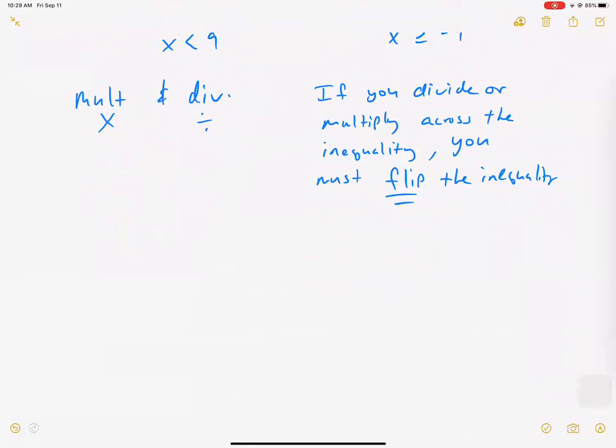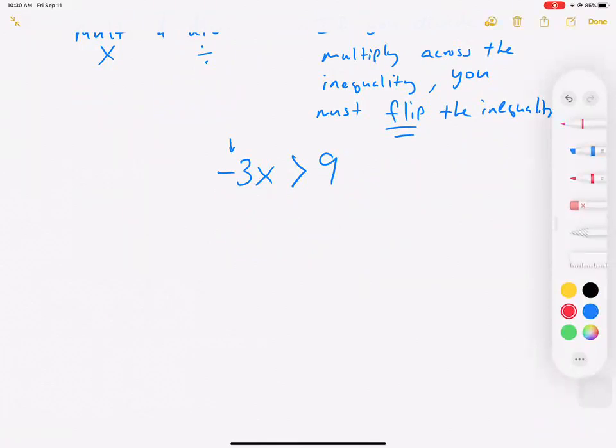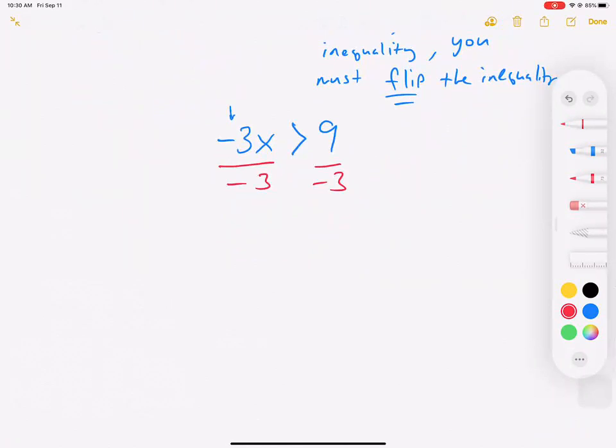Now let me show you an example of this. If I say negative 3x is greater than 9. To solve for x, we have to get rid of the -3. -3 is multiplying x. Opposite of multiply is divide. Divide both sides by negative 3. So we have x, those divide out, and becomes a positive x. And we have a negative 3 on the right.